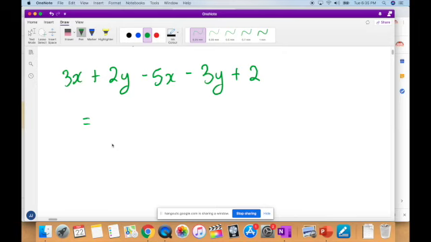The x's and the y's together. So I'll group the x's and the y's. I'm dealing with the x's together and I'm dealing with the y's together. So 3x minus 5x, and then plus 2y minus 3y, and then I have the plus 2. So what is this going to give me?